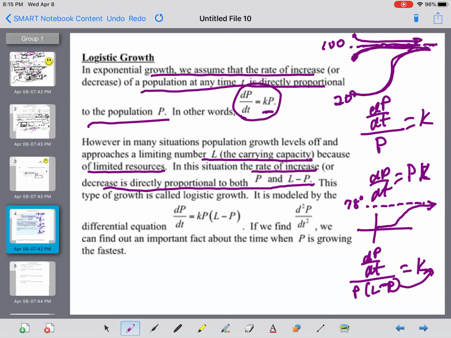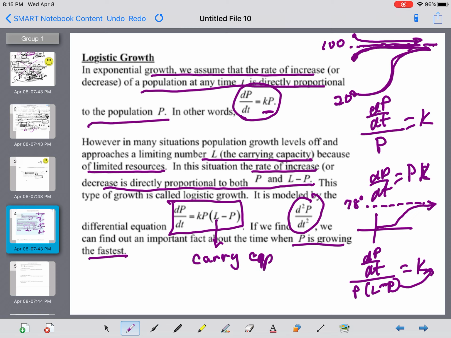Now, this is what you need to memorize, and you can do everything with it. And then we can find the second derivative and find out how fast it's growing, how fast the virus is growing, the population is growing, or whatever it is that we're talking about. So super important. If we do this, we know L right away. This is our carrying capacity. Like how much can it carry? Carrying capacity. It's also called a limiting factor.